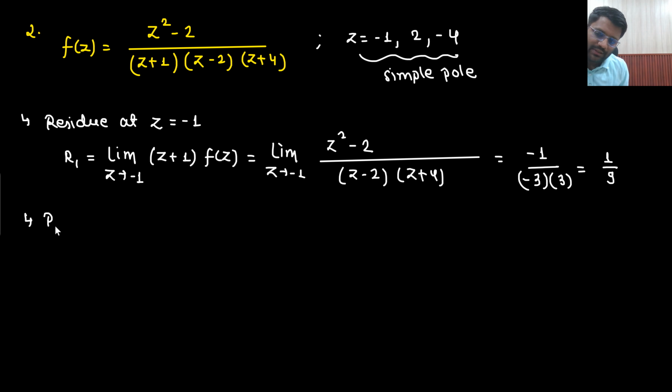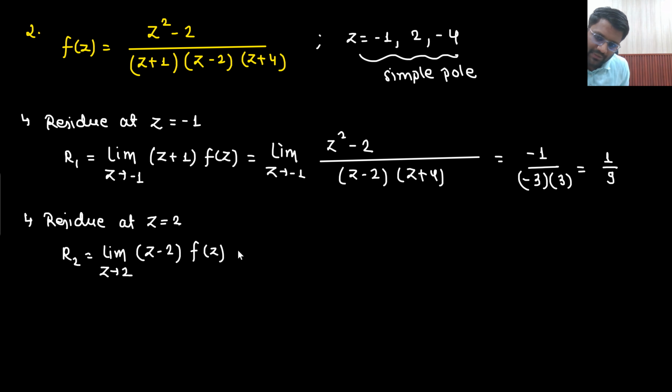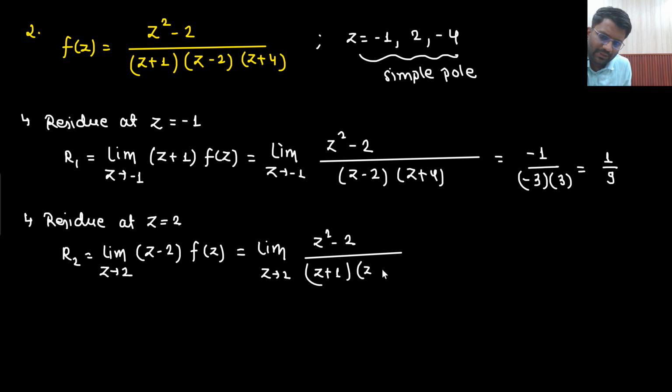Similarly, you need to find out the residue at z equals 2. So the residue at z equals 2 will be limit z tending to 2. Who is creating the problem? z minus 2 is creating the problem. Multiply with f of z, right? Because the residue is at z equals 2. So limit z tending to 2. z minus 2 is creating the problem. I will remove this guy. What will I be left with? z squared minus 2 divided by z plus 1 into z plus 4.